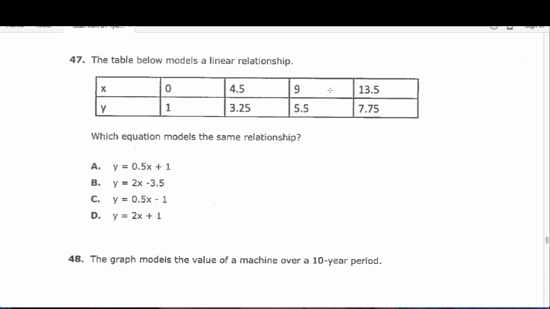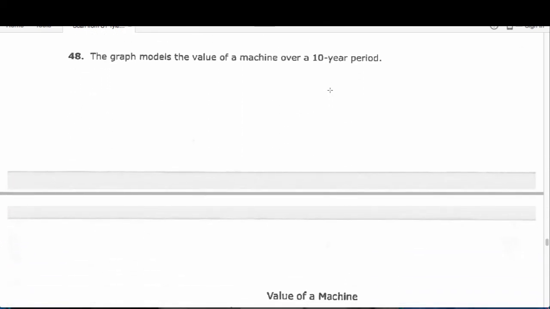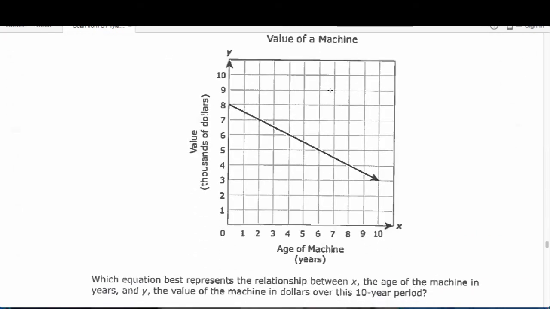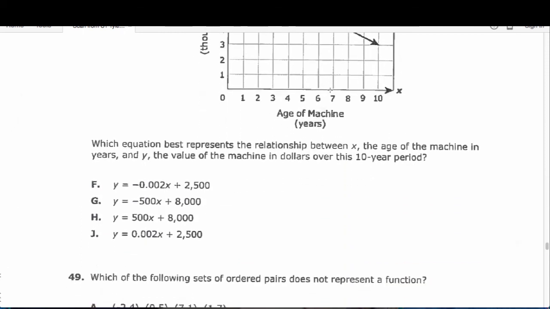Question 48. The graph models the value of a machine over a 10-year period. If you need help reading the graph, please raise your hand. Which equation best represents the relationship between x, the age of the machine in years, and y, the value of the machine in dollars over this 10-year period?